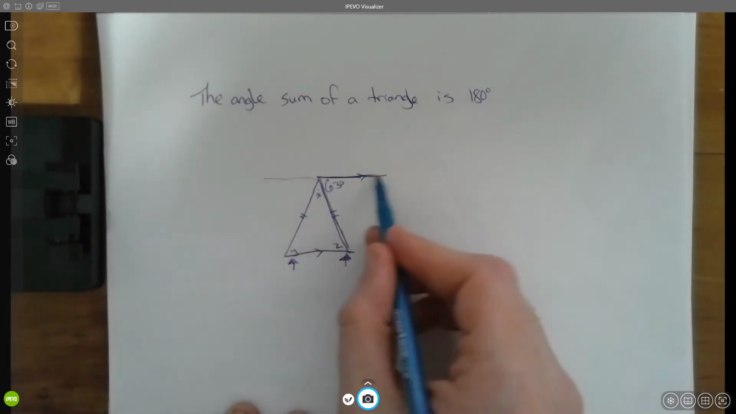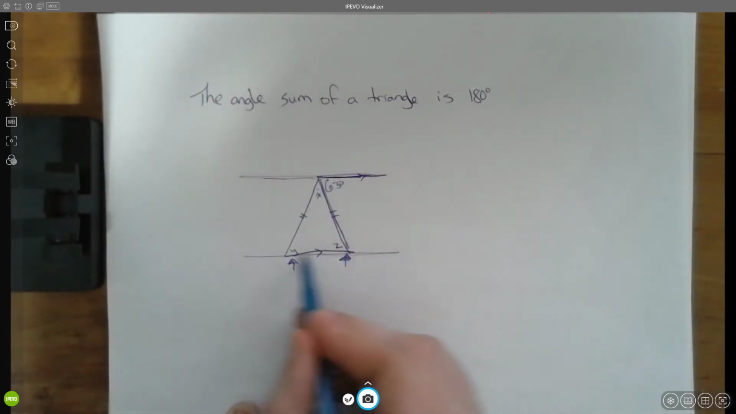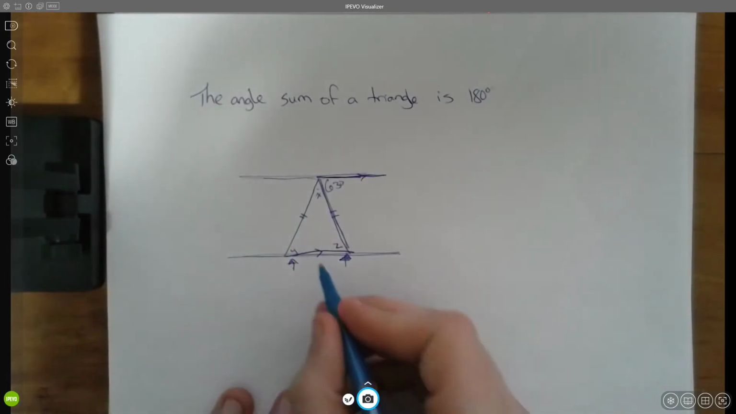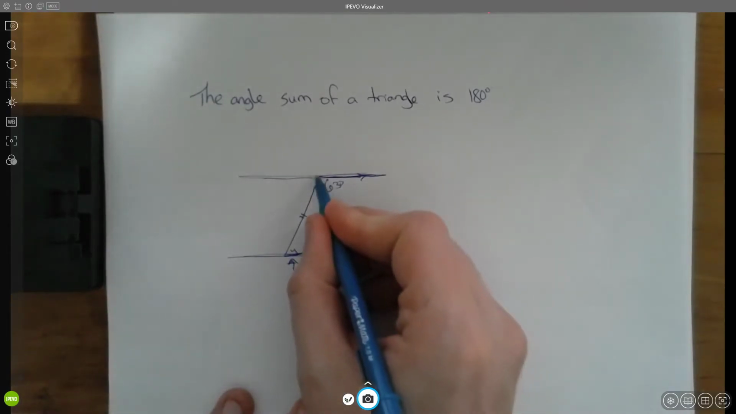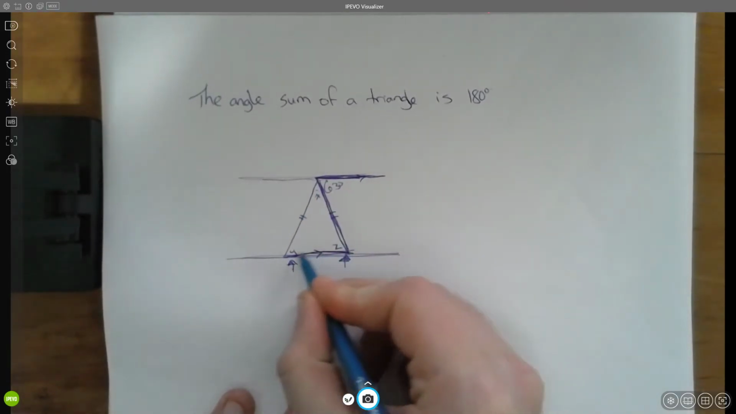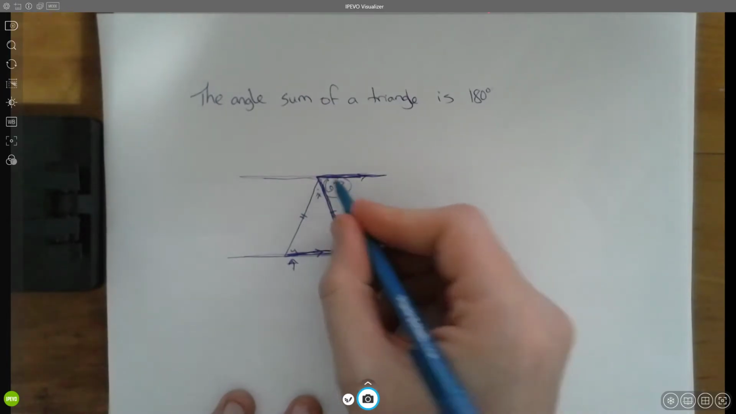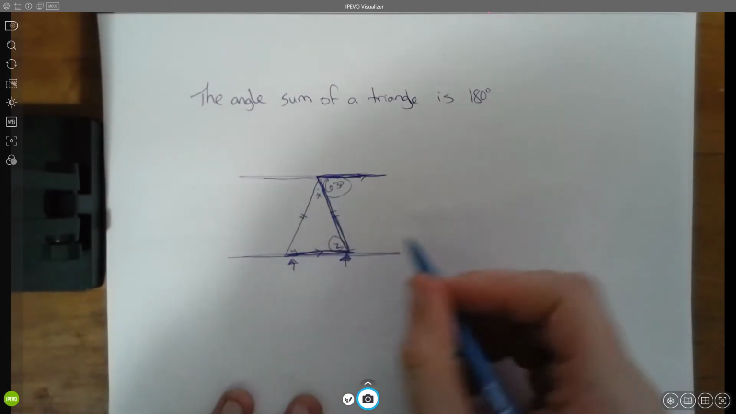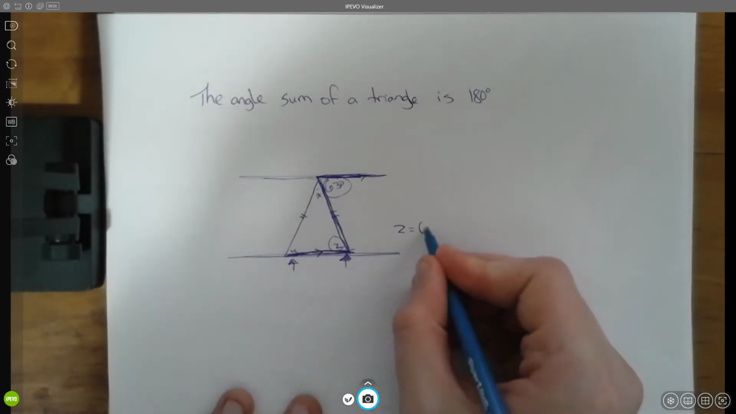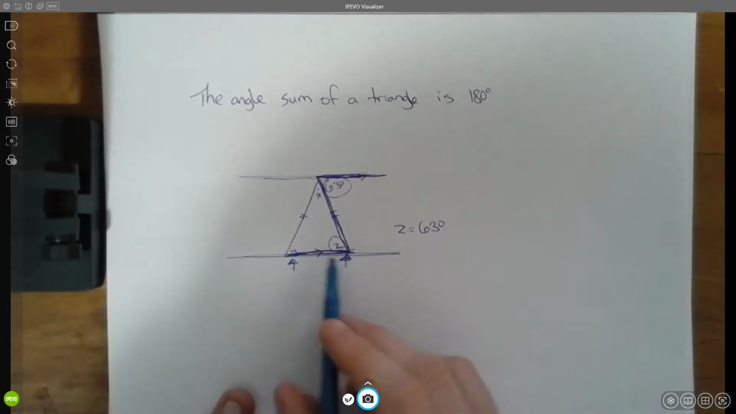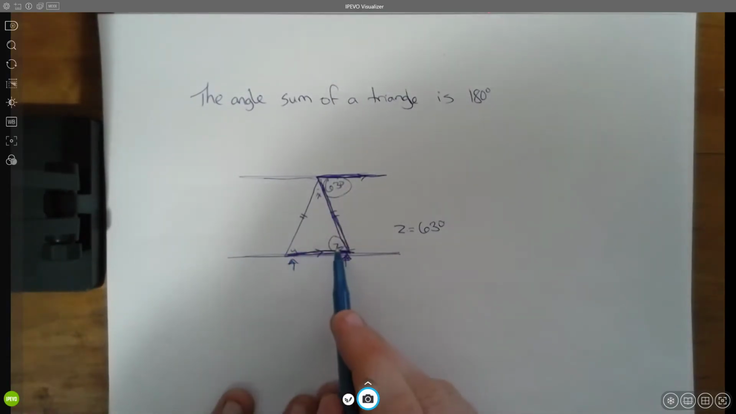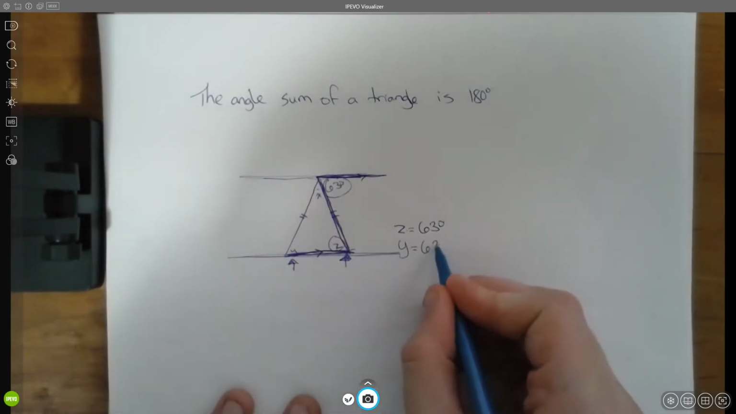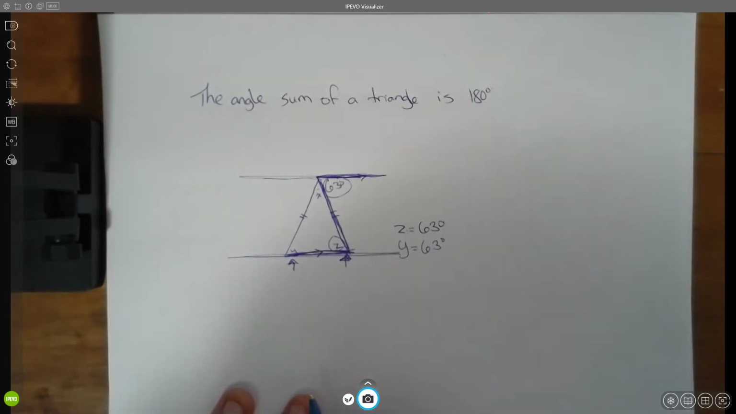Let's extend out our parallel lines in order to make it look a little bit bigger here. And we actually get a bit of a Z pattern here. So with our Z pattern, we know that our interior angles must be the same. So if this is 63 degrees, then angle Z must be 63 degrees as well. And because this is an isosceles triangle, if this is 63 degrees, then angle Y must also be 63 degrees.